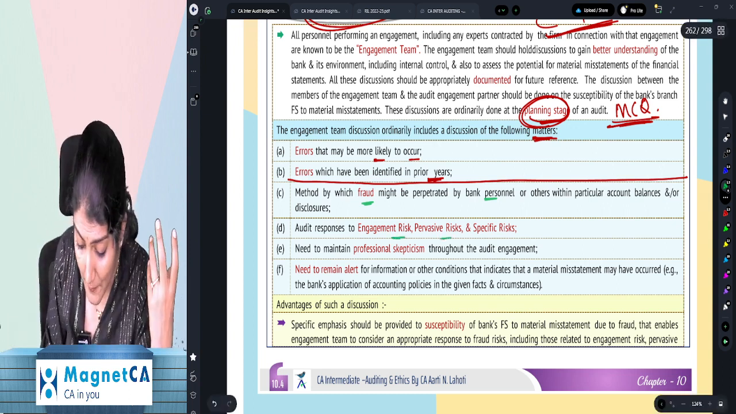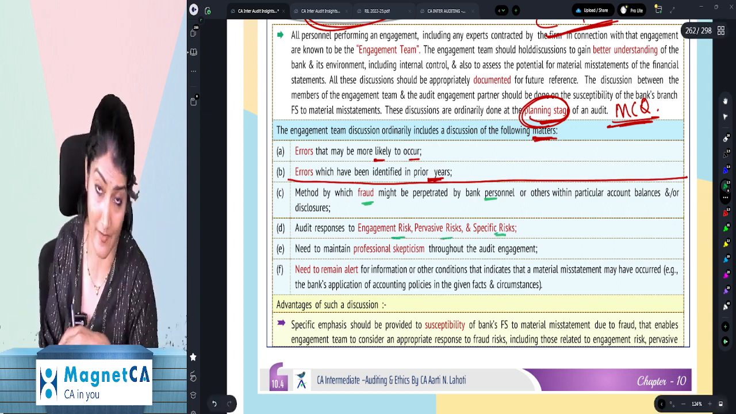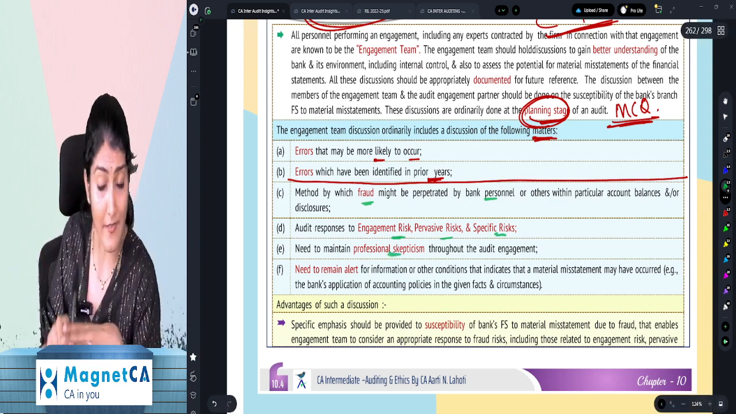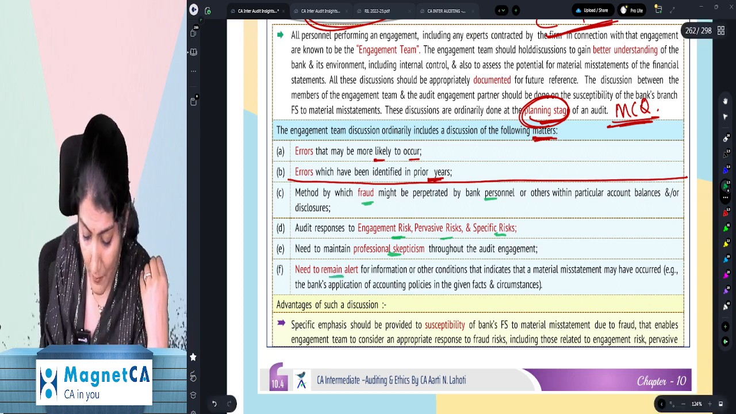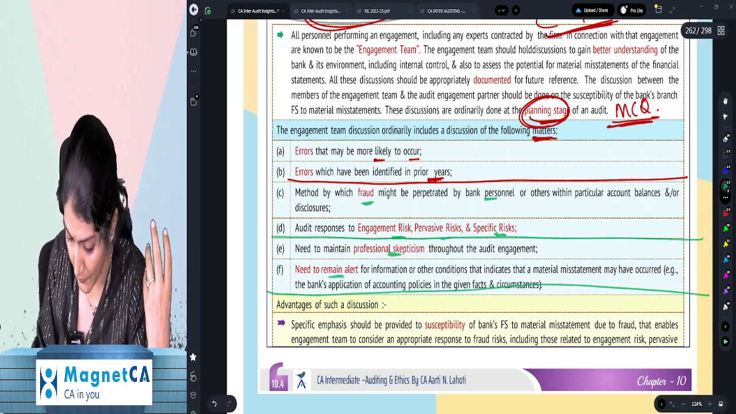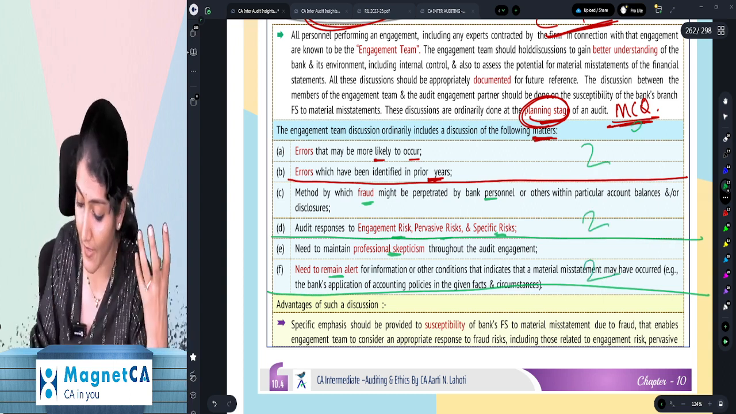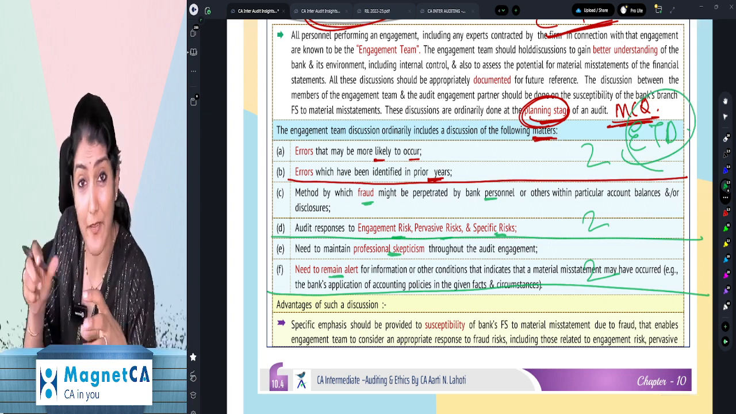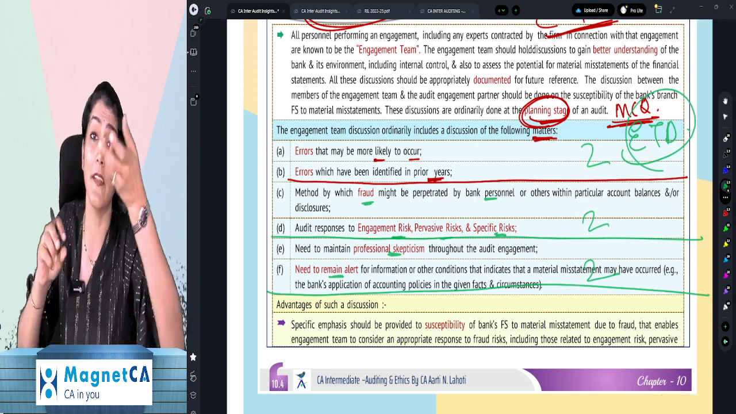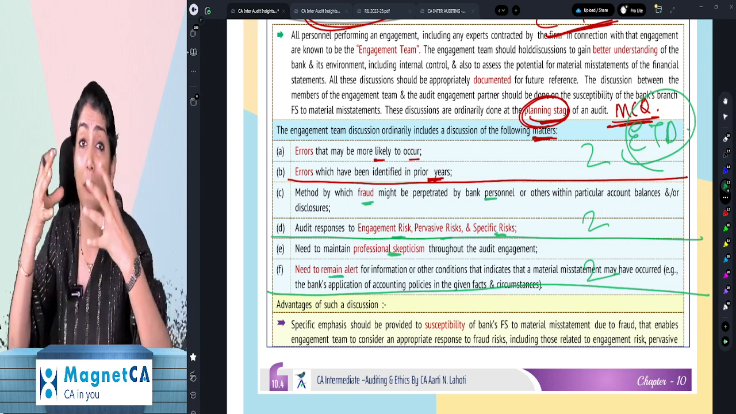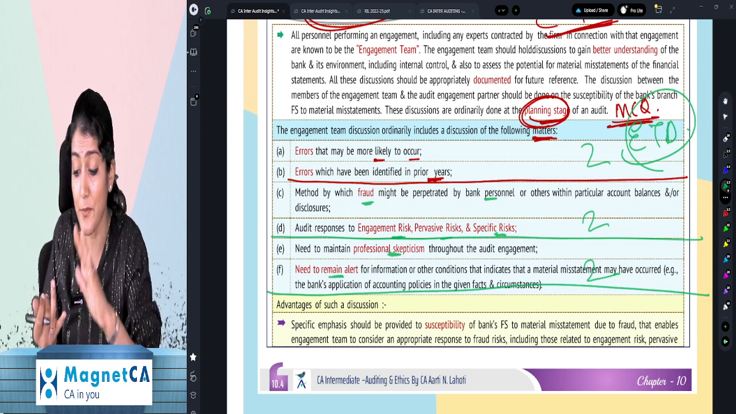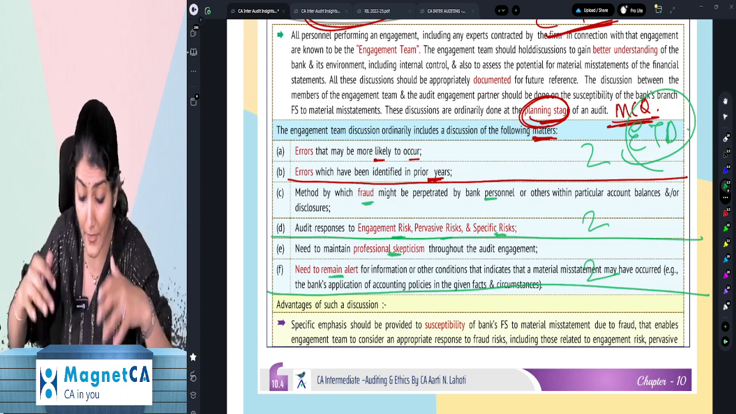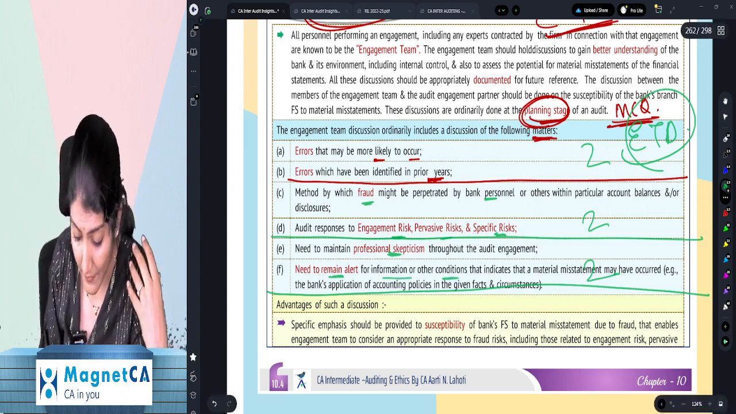So engagement risk, pervasive, that is overall risk, and the specific risk. Then obviously if there is a fraud risk, what does it say? You need to maintain professional skepticism, and being skeptical is nothing but remaining alert. So these are the 6 points, 2, 2 and 2, which you have regarding the ETD, the engagement team discussion: areas in which errors may occur, errors which have been identified in the prior years, methods by which the fraud may be perpetrated, the responses to engagement risk, pervasive risk and the specific risk, and the need to maintain professional skepticism and remain alert for information or other conditions.